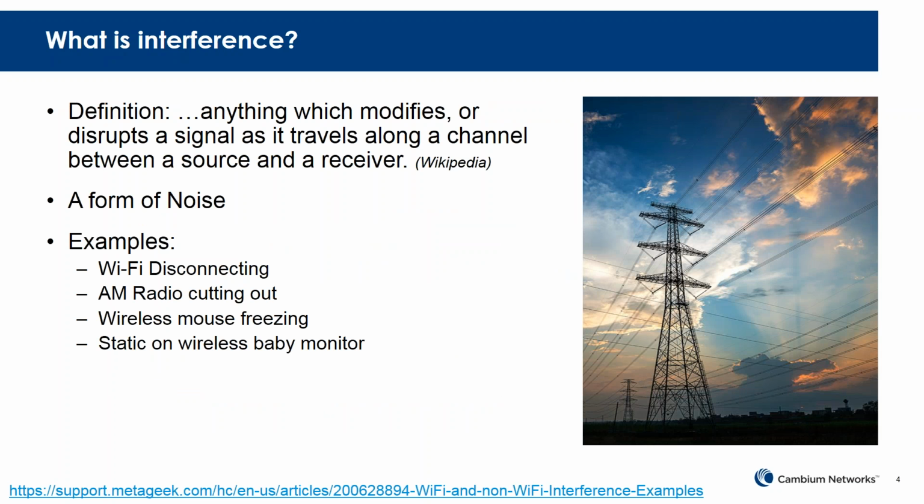So what is interference? Wikipedia has as good of a definition as anyone. They say anything which modifies or disrupts a signal as it travels along a channel between a source and a receiver. And so here again, just like what we said in the last slide, we have a channel and we have something being transmitted and something being received.